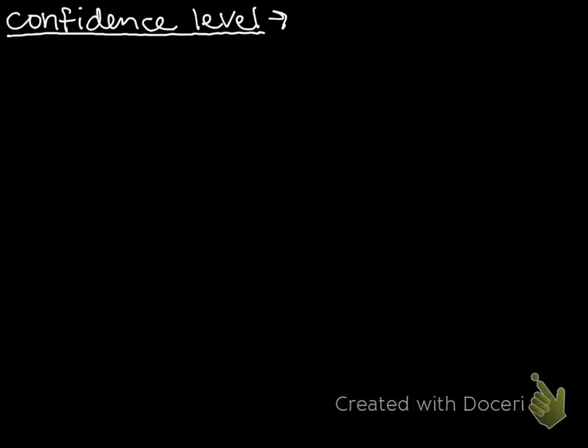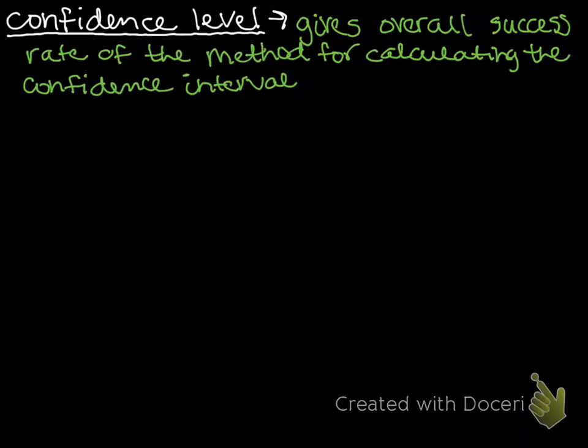All right, what is a confidence level? Our confidence intervals have to have a confidence level. What is a confidence level? It gives the overall success rate of the method for calculating the confidence interval. So that means if I have an 80% confidence interval, then 80% of the time, my interval is going to capture the true population parameter.